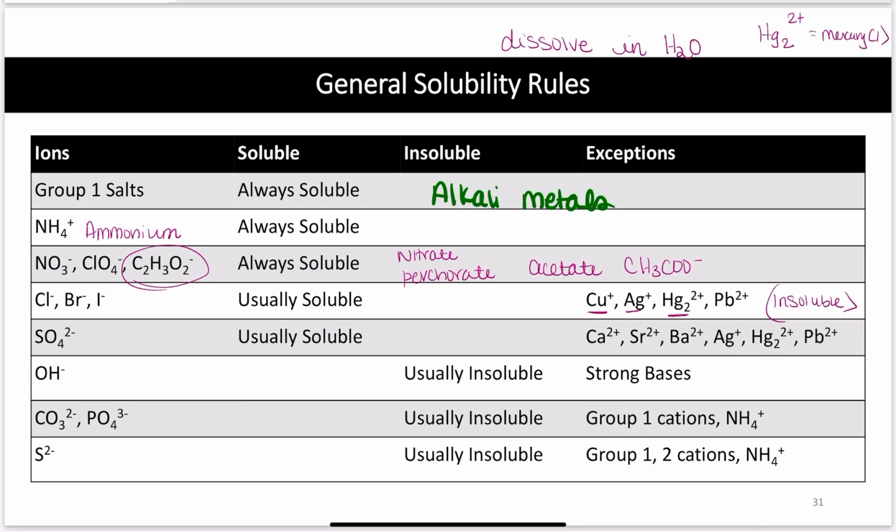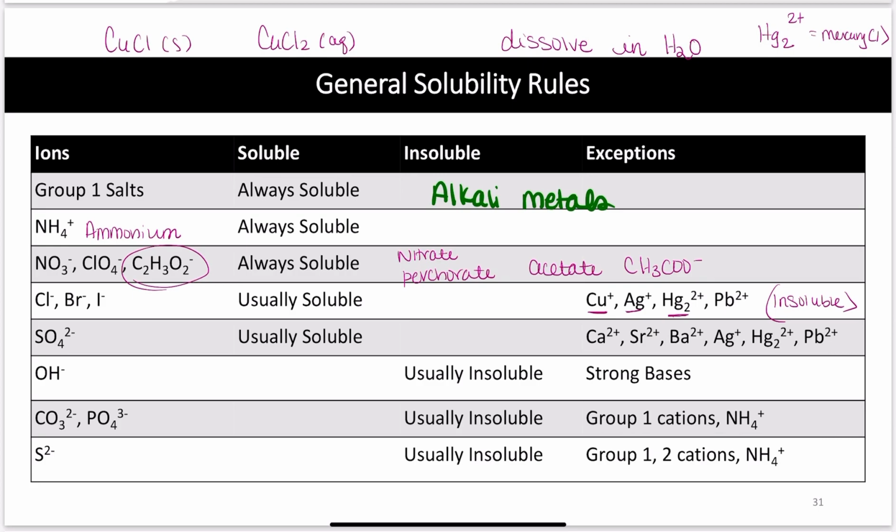So if I have CuCl, it forms a solid, but if I have CuCl2, it's going to be soluble. So you have to pay attention to the charge states here. Sulfate: things paired up with sulfate are usually soluble. Exceptions to that are calcium sulfate, strontium sulfate, barium sulfate, silver sulfate, mercury 1 sulfate, and lead 2 sulfate. Those will be insoluble.